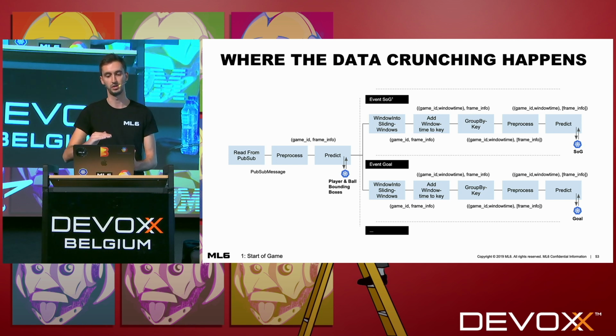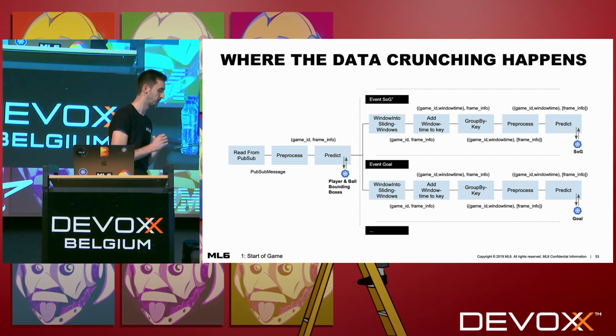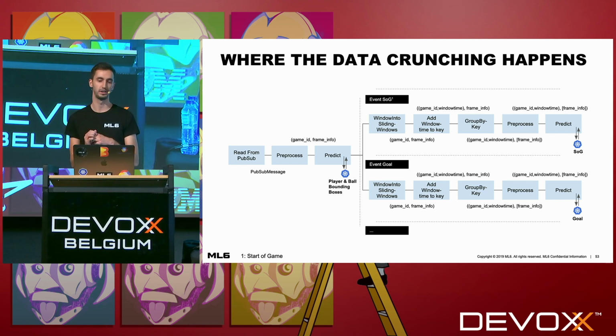So I'm going to pick a single stream, the start of game. What we'll do is assign a window to the frames. We'll say that we want windows of 3 seconds every single second for our model. The next step is adding the window time to the key. And this is kind of not cheating, but playing along with the games of Beam, that the key is the unit of parallelism.